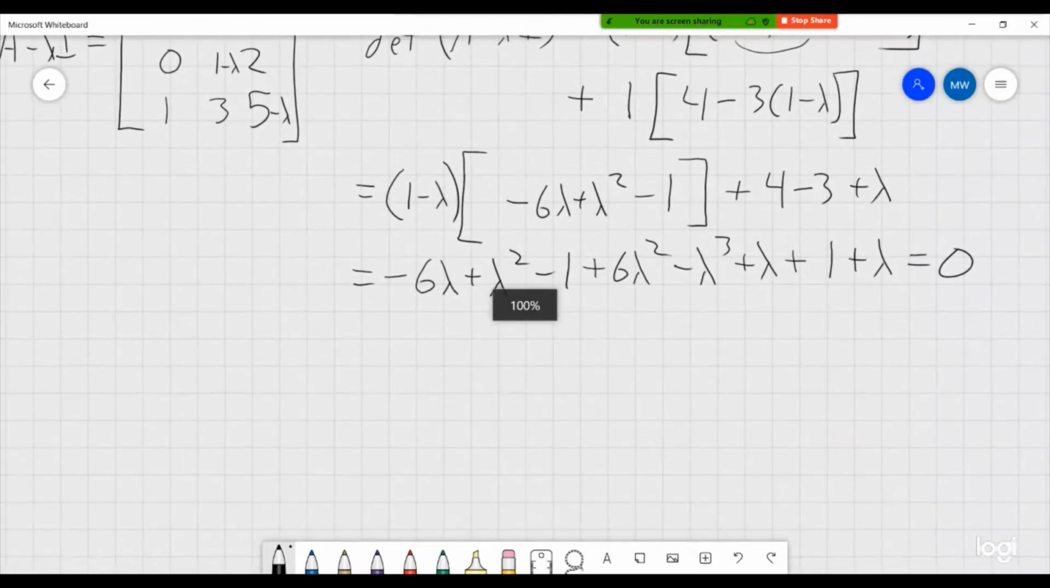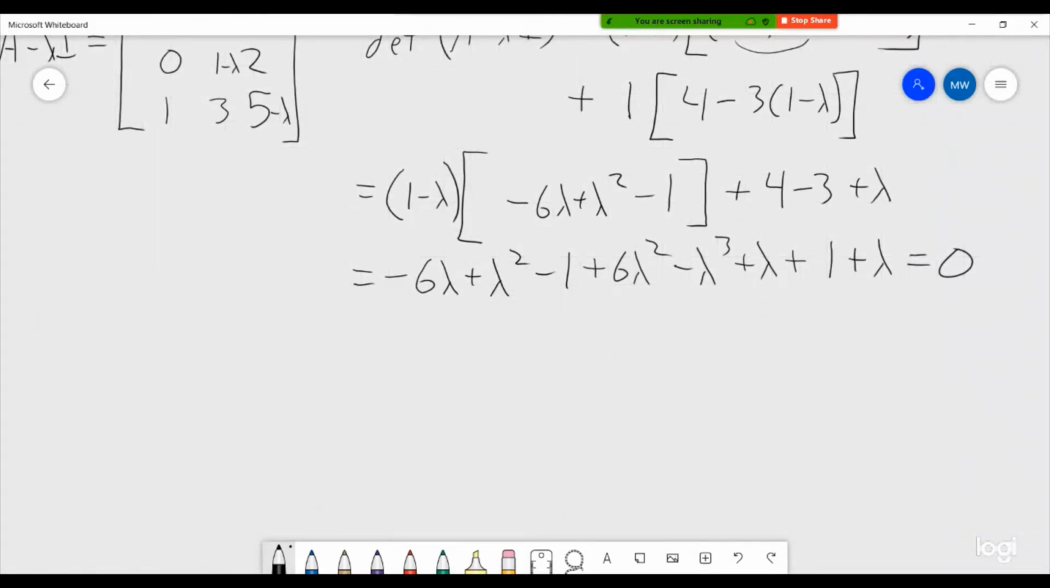And so now our goal is to combine terms and try and factor it. So let's just rewrite this a bit. So negative lambda cubed. We got 6 lambda squared plus lambda squared, so that's plus 7 lambda squared. We got minus 6 lambda, so that's minus 4 lambda. And then minus 1 plus 1, so that's a plus 0. So all of this is equal to 0.